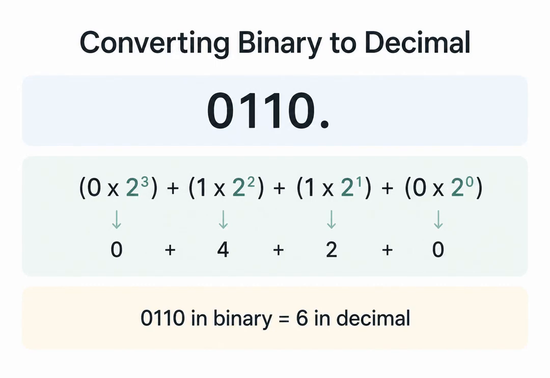Let's convert that binary number, 0110, into decimal. Starting from the right, the first position is 2 to the power of 0, which is 1. The next is 2 to the power of 1, which is 2. Then 2 squared, which is 4. We simply add the values where there is a 1 bit. 4 plus 2 equals 6.